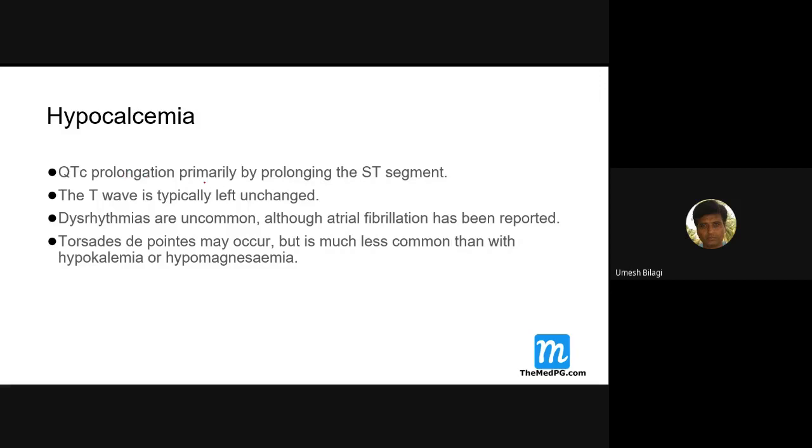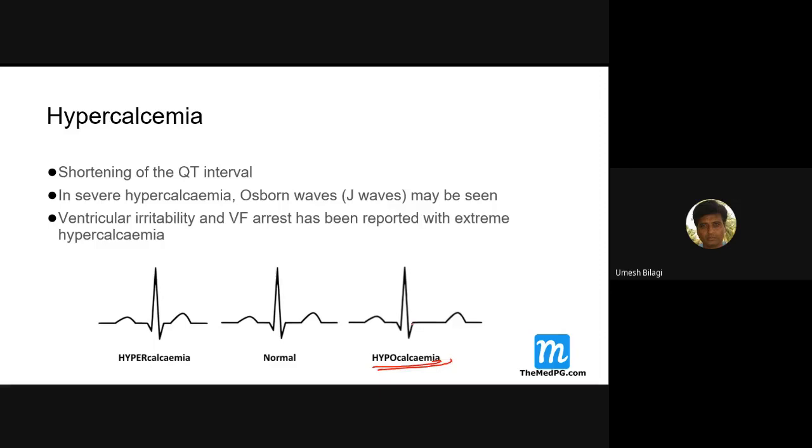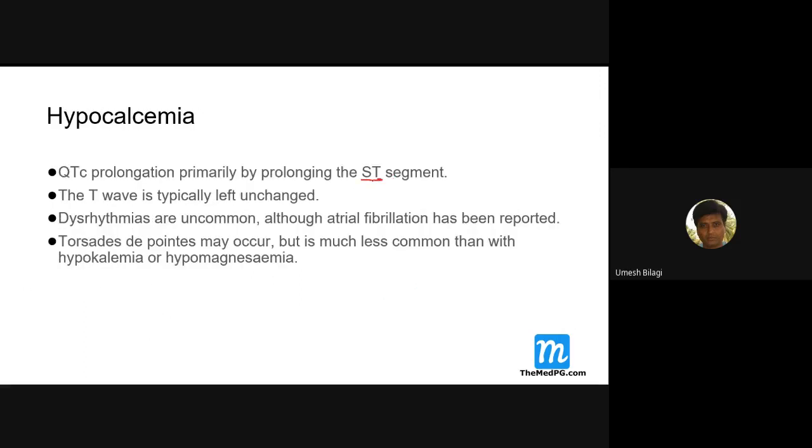QTc prolongation is primarily due to prolonging of the ST segment. The T wave doesn't change. I have got a diagram on that. I'll show you. Hold on. Yeah, here you can see it. This is hypocalcemia. This ST segment is increased, where the T wave has not changed. It is normal. The prolongation of the QT interval in hypocalcemia is due to prolongation of the ST segment. The T wave is typically left unchanged. Only the ST segment gets prolonged.